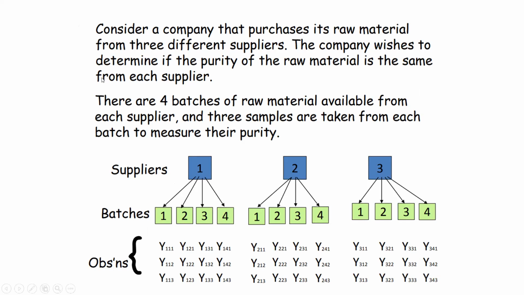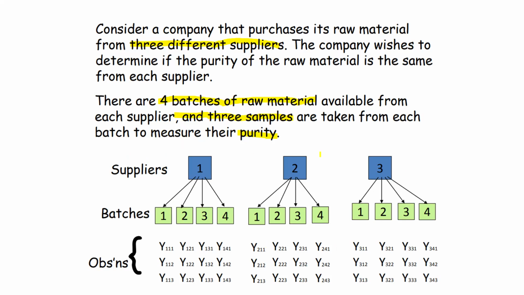They assume the company wishes to determine whether the purity of raw materials is the same for each supplier. How many suppliers are they considering? They are considering 3 suppliers. There are 4 batches of raw materials available from each supplier. So the company considers these 4 batches of materials with respect to each supplier. And 3 samples are taken from each batch to measure their purity. So they have taken 3 samples. That case is figured out in this way.